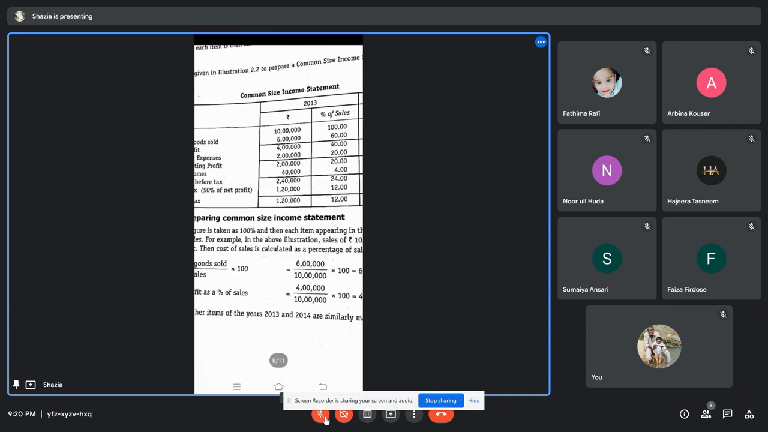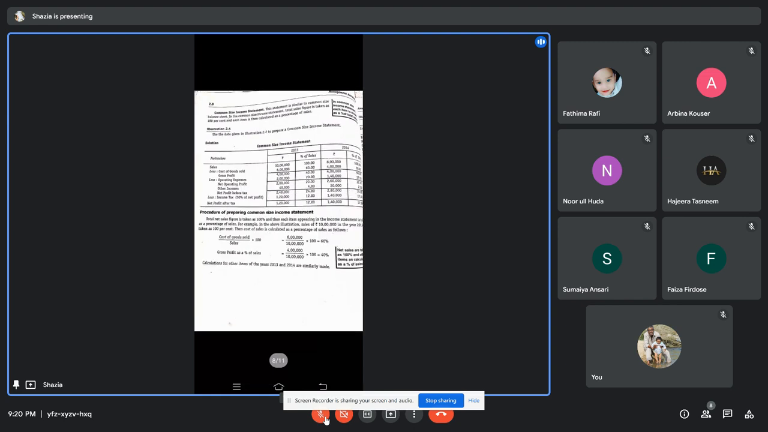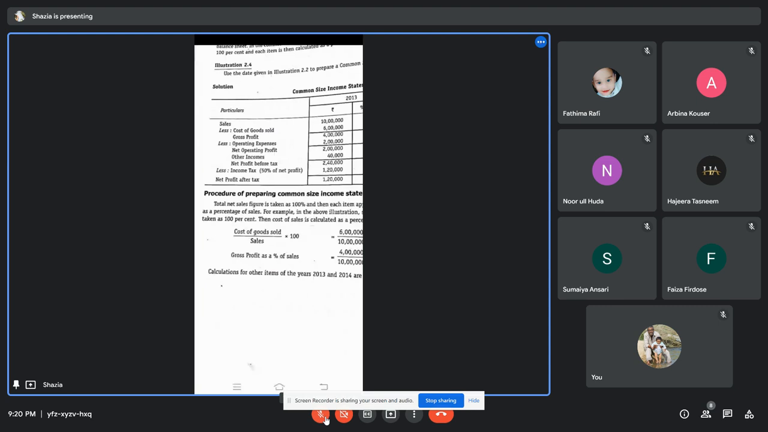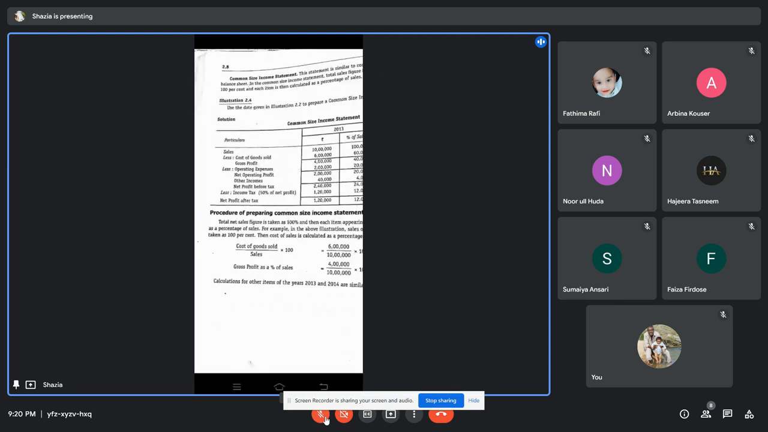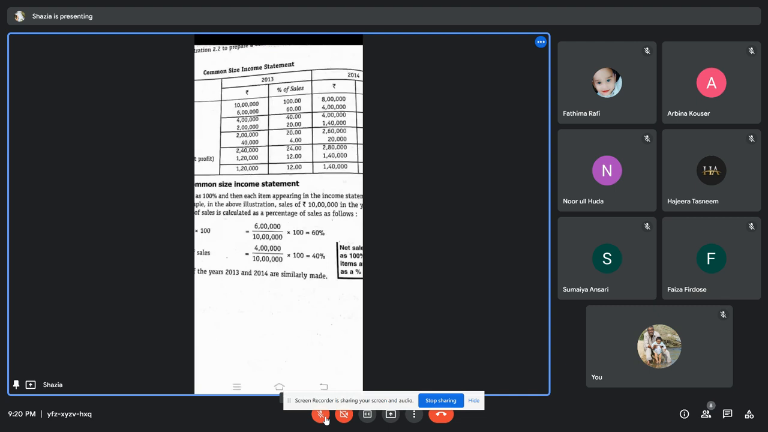So see, they have taken here cost of goods sold divided by sales into 100. 6 lakhs divided by 10 lakhs into 100 is 60%. So now you got 60% as your answer.